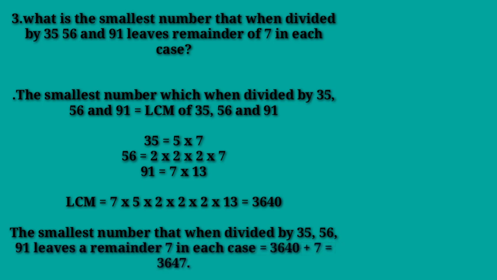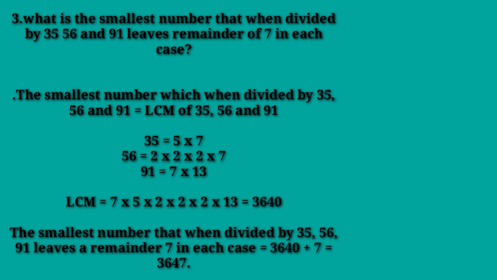Okay students, let us repeat once again. In this question, you will have to find the smallest number which is divisible by 35, 56 and 91, and that number, when divided by 35, 56 and 91, in each case gives remainder 7. So students, we will find the LCM of these numbers, means the LCM of 35, 56 and 91.